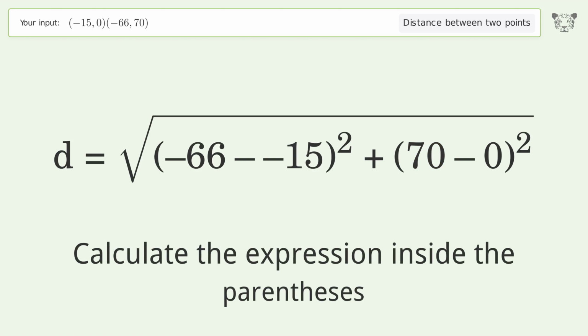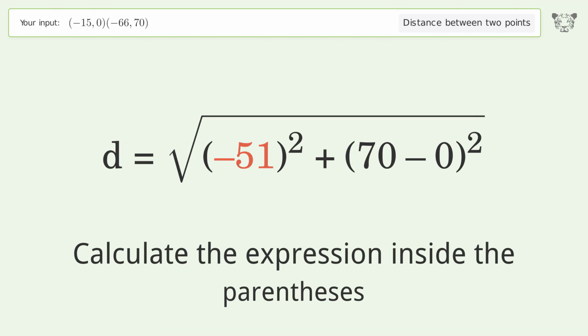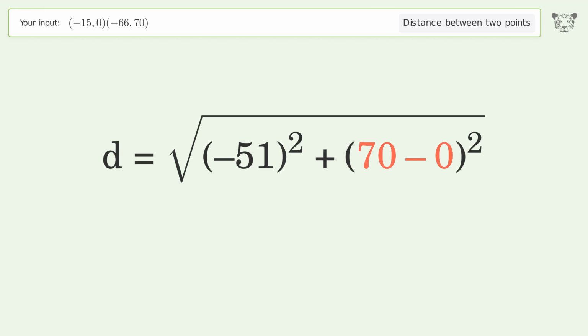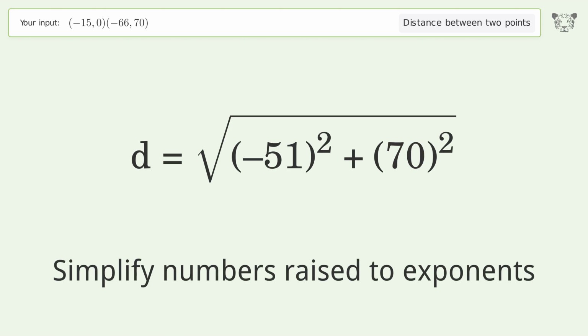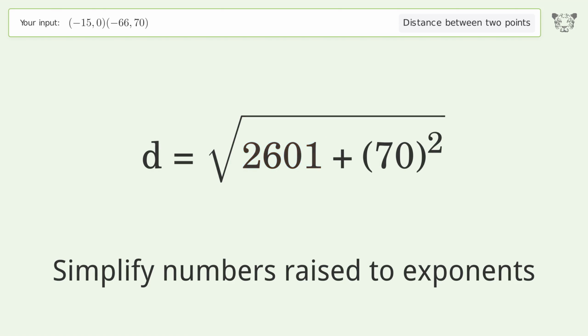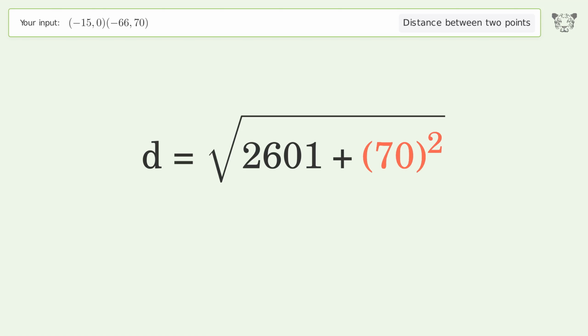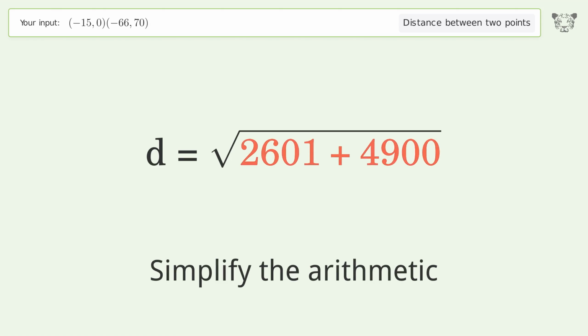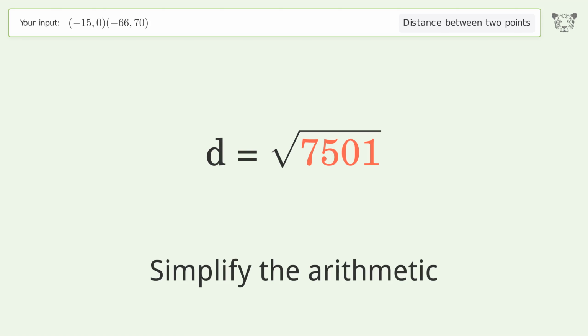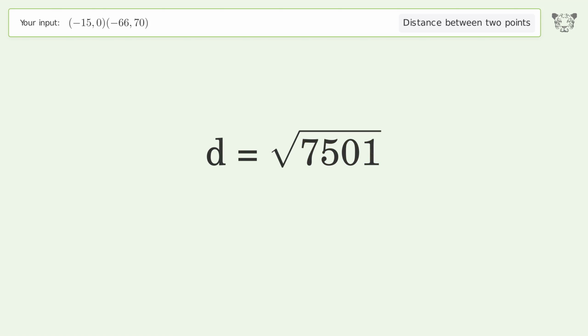Calculate the expression inside the parentheses. Simplify numbers raised to exponents. Simplify the arithmetic. And so the distance between the 2 points is the square root of 7,501, or 86.608.